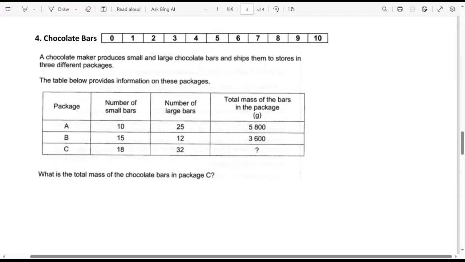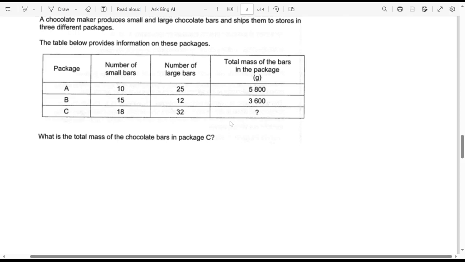But I want to go over and do this one as a basic overview of what to expect on a typical long answer question like this with the elimination method. So I'll start by not overthinking this. We are going to write down straight up, this becomes one equation: 10x plus 25y is equal to 5,800.